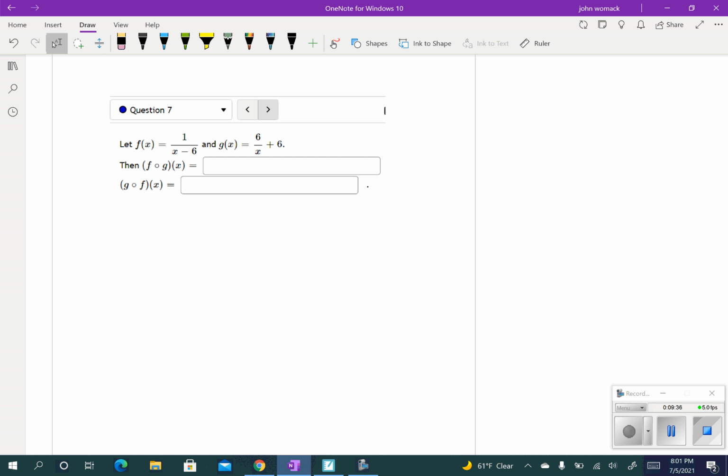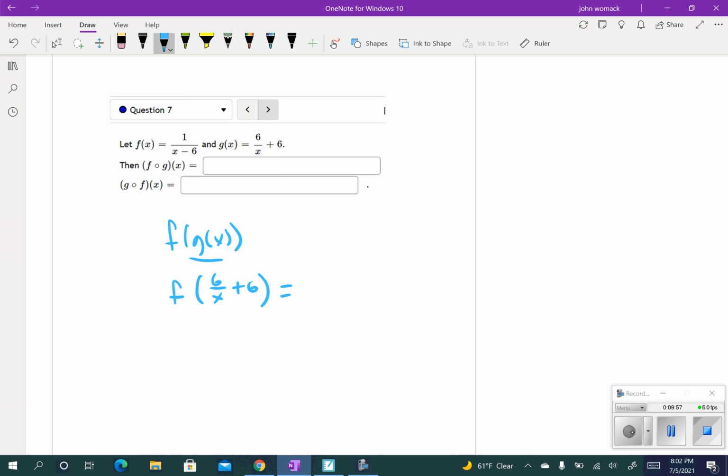This is really similar to the last one. Just keep in mind, if it does not tell you to simplify, you do not have to. Let's just do one of these because you've got these ugly fractions. But I have f of g of x is the first one. Well, g of x is 6 over x plus 6.